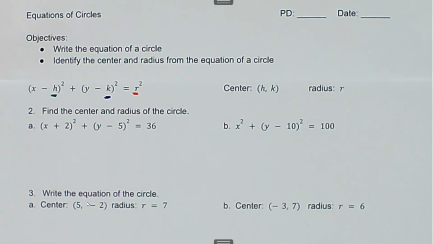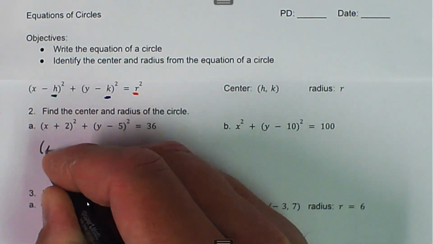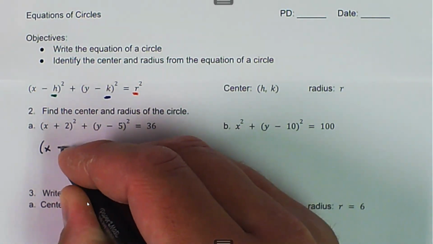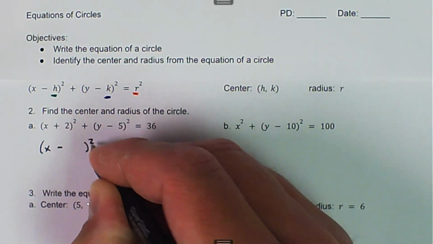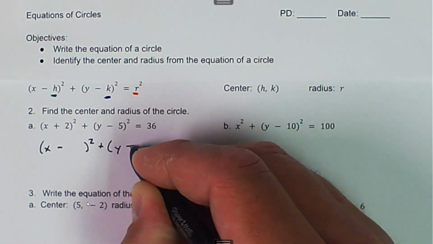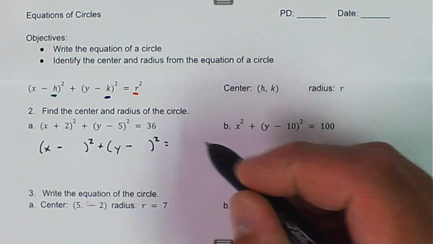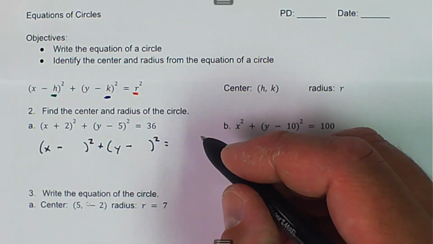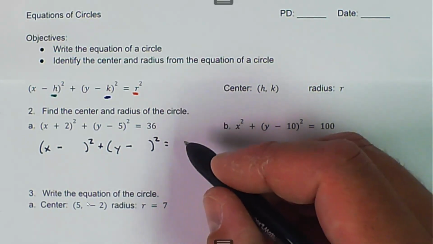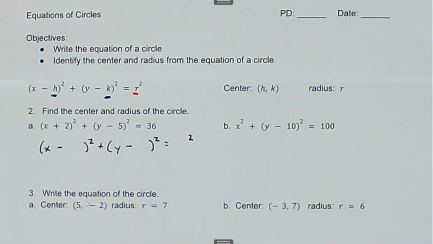So when we go to solve this, we want to rewrite this equation in a way that's going to help us better remember the things that never change. So we're always going to have an x, a minus, a squared, a plus, a y, a minus, a squared, and then the radius is always going to be squared. So we can remember that that is going to be r squared there.